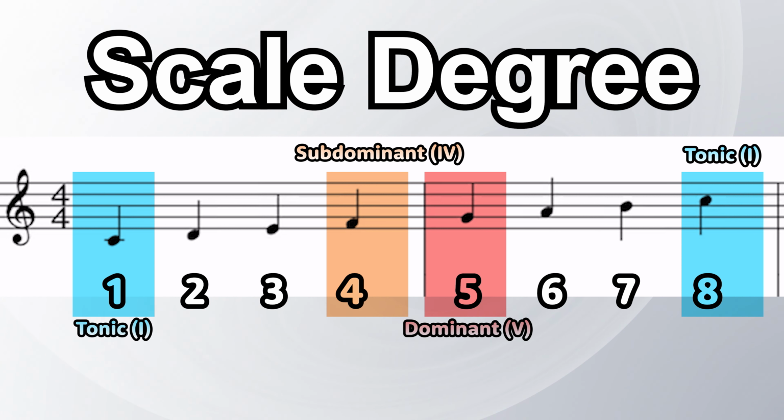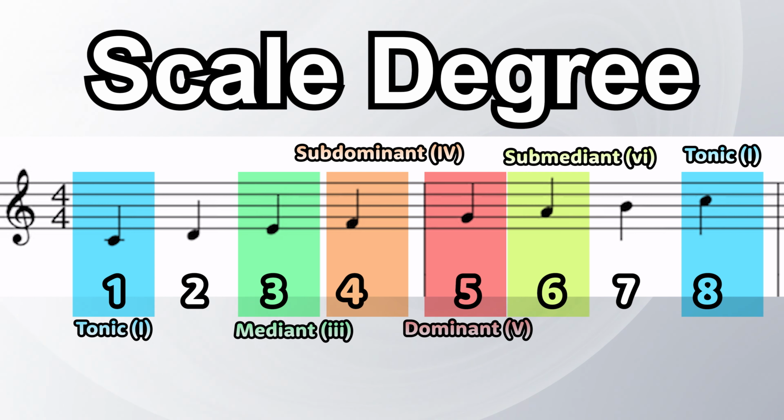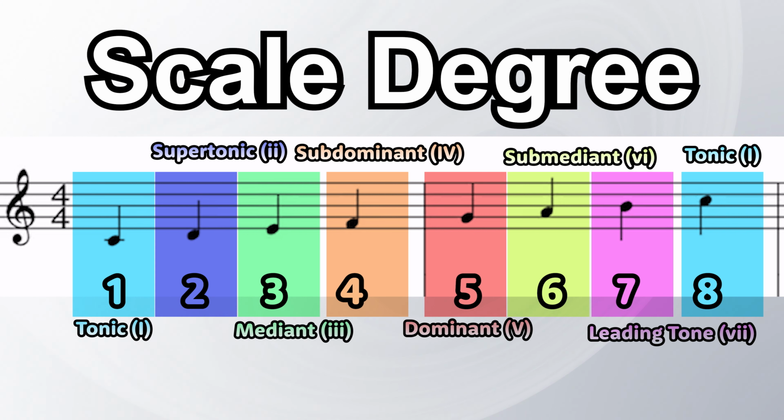We also represent them with Roman numerals like tonic, I, dominant, V, and subdominant, IV. Moving on to the mediant, III, and submediant, VI. The mediant is a third above the tonic, and the submediant is a third below the tonic. Finally, the supertonic and leading tone are the second degrees above and below the tonic, respectively.